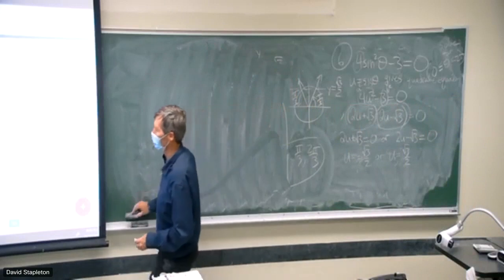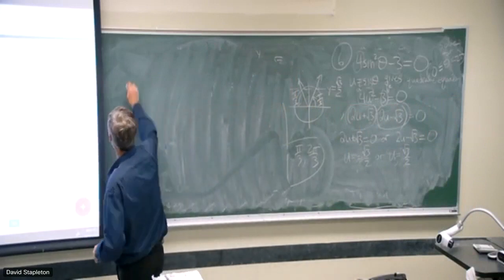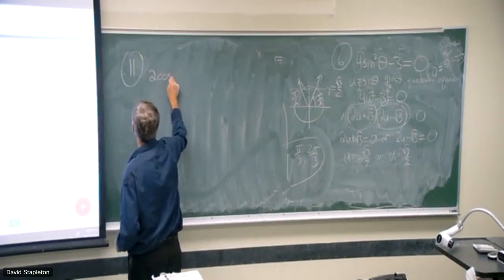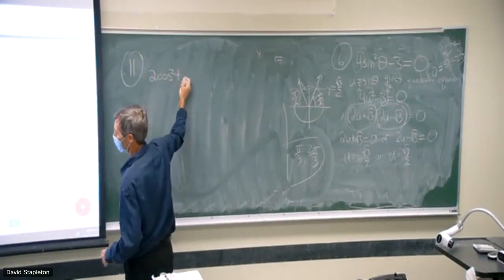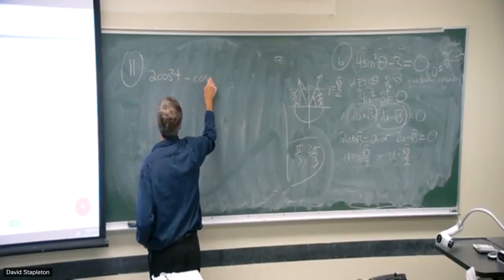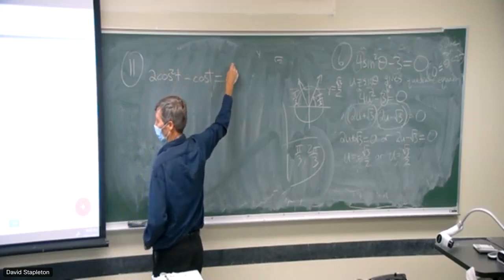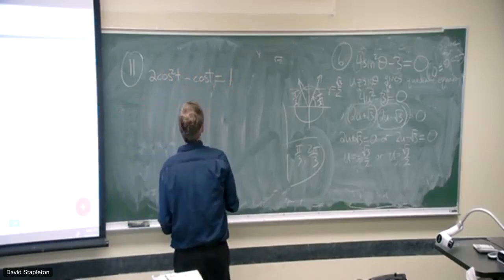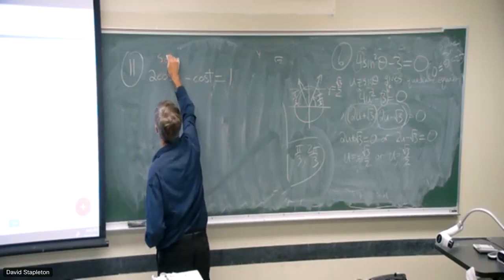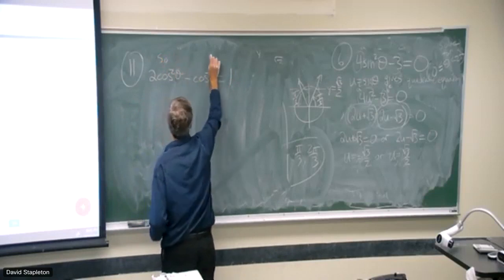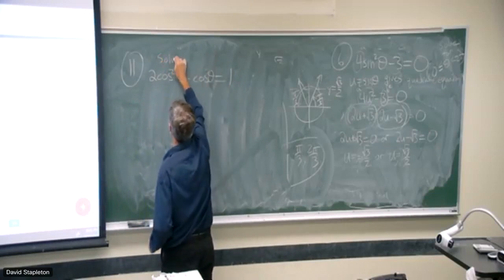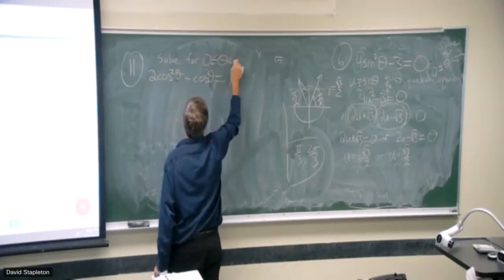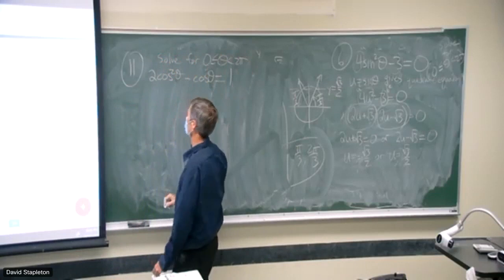So this problem is number 11. And it says, suppose 2 cosine squared theta minus cosine theta equals 1. All right. Suppose I say solve this for theta between 0 and 2 pi. I wonder what the solutions are to that.